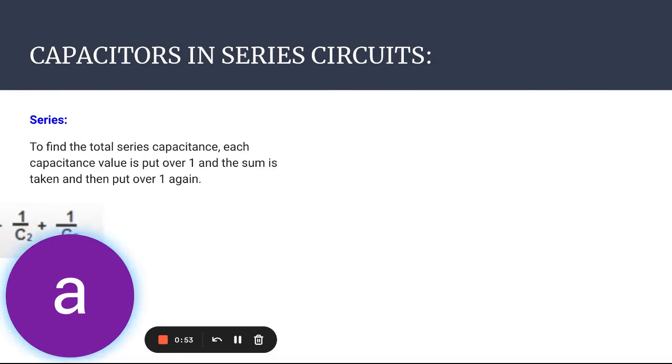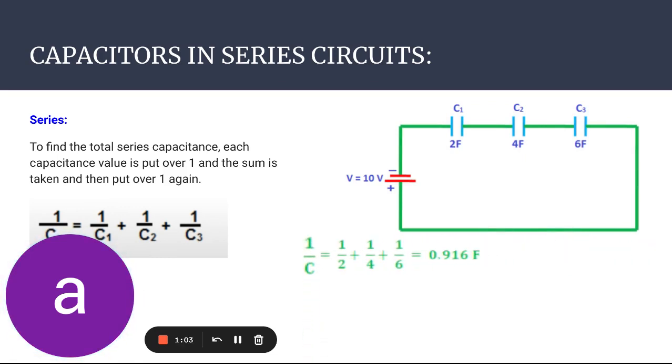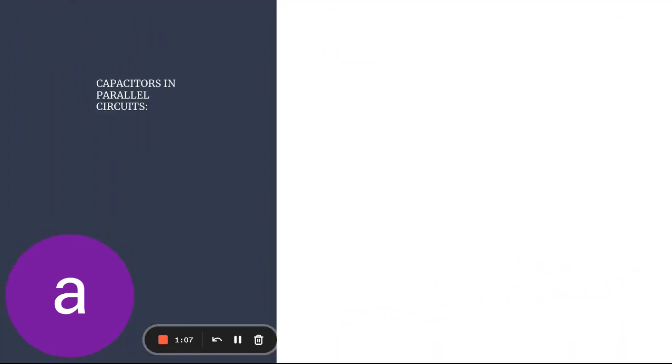Capacitance in series circuits. To find the total series capacitance, each value is put over 1 and the sum is taken and then put over 1 again. In this example here, we have values of 2, 4, and 6 farads. When these values are plugged into the formula, we get a total capacitance value of 1.091 farads.